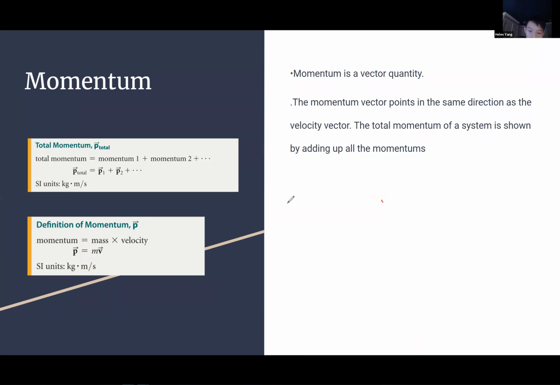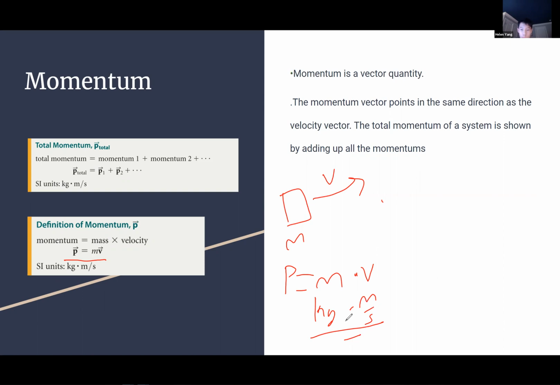For example, if you have a box and you throw it, then you're moving it with velocity v and mass m. So it will have momentum, which can be written as mass times velocity. And over here you can see that momentum is a vector because velocity is a vector, so it's going to have direction as well. And the unit would be mass, which is kg, and velocity, which is m over s. So that's the unit for momentum.